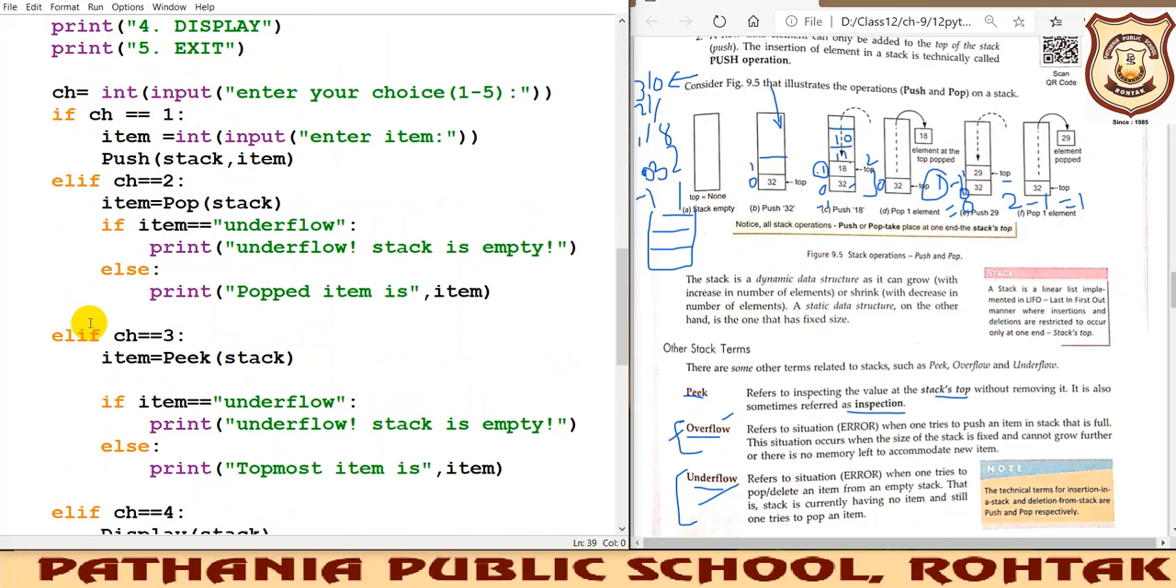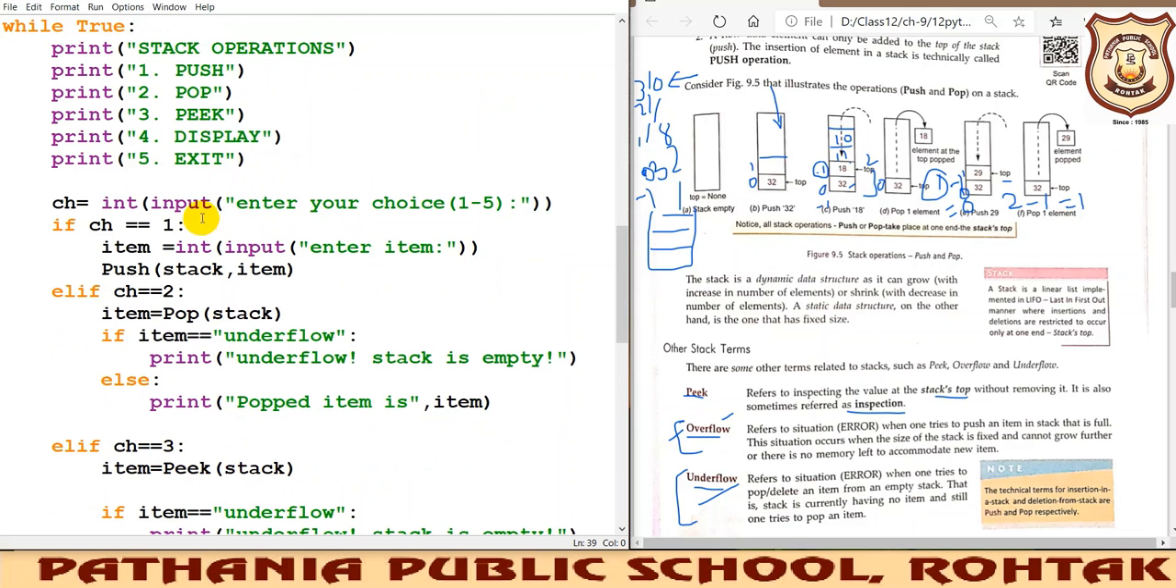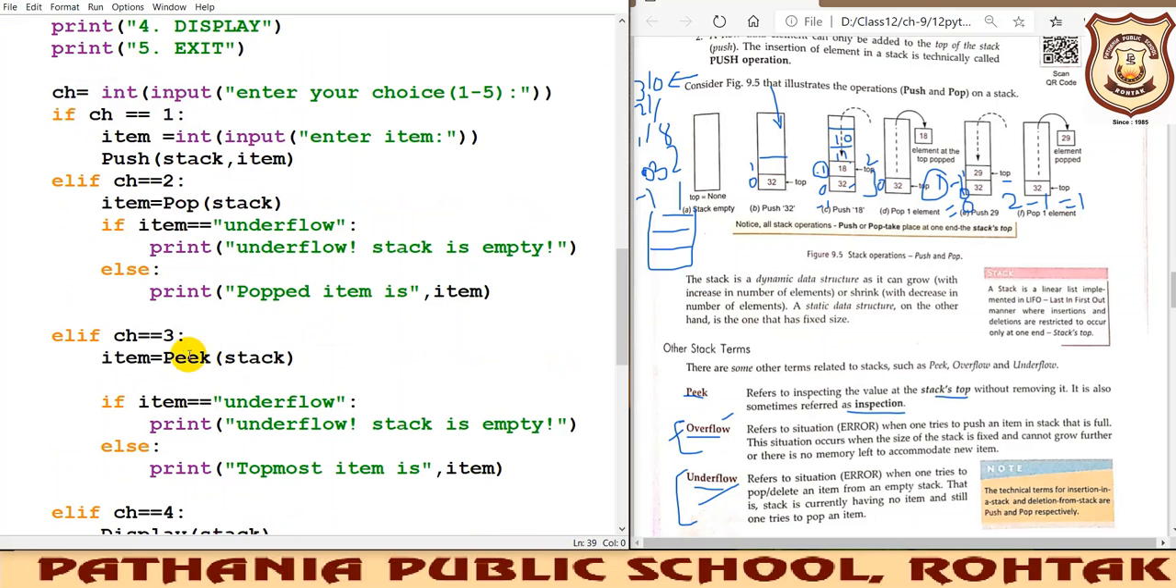Okay, and ch is equal to 3. Ch is equal to 3, what it means, the third case was to check the topmost element of the stack, that is peek. So for that we are calling this peek function.